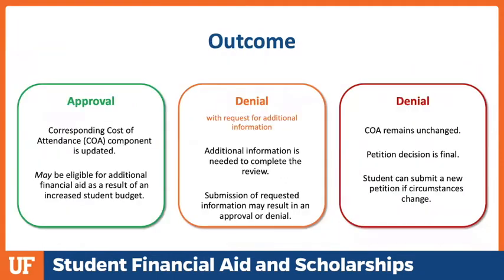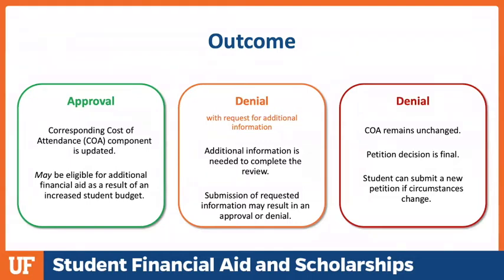So what's the outcome? Once again, we have those 3 decisions: your approval, the denial with request for additional information, or just the standard denial. If you're approved, your corresponding cost of attendance component is updated, and then you may be eligible for additional financial aid as a result of the increased student budget.